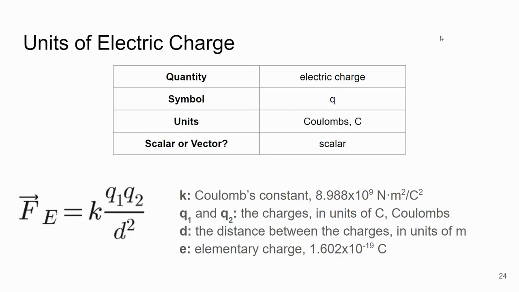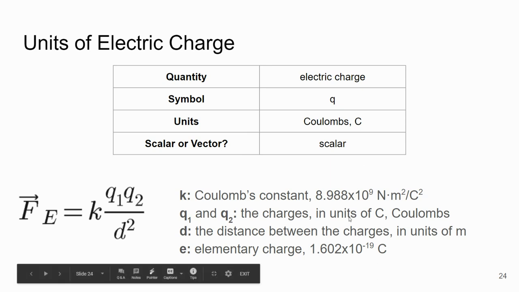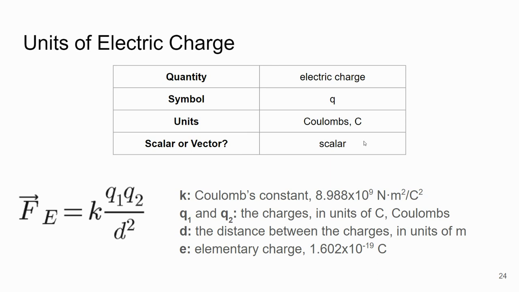So here's this slide. Your quantity is electric charge. Its symbol is Q, sometimes lowercase, sometimes uppercase. The SI units are coulombs, although sometimes you use the elementary charge. An electric charge is a scalar. It can be positive or negative, but it doesn't have a direction. Electric charge isn't up or down. It's positive or negative, but it's not west. It's not left. Just positive or negative.